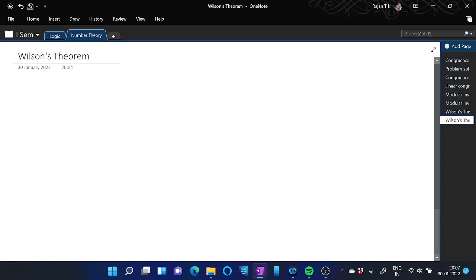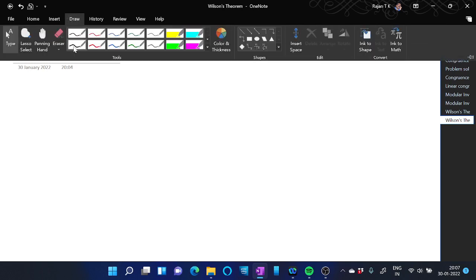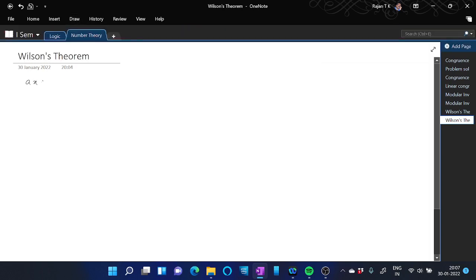We know if ax is congruent to 1 mod m, the congruence relation has a unique solution if gcd(a, m) is equal to 1. This we found earlier. And also this x is called the inverse of a modulo m, and it is denoted by a inverse.